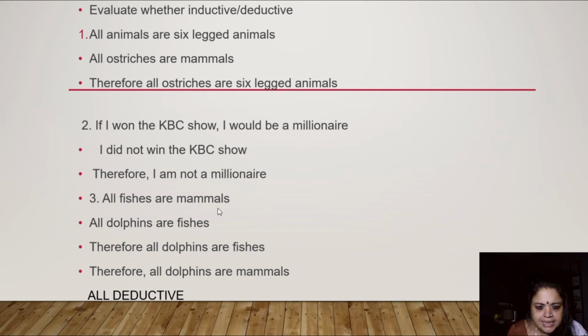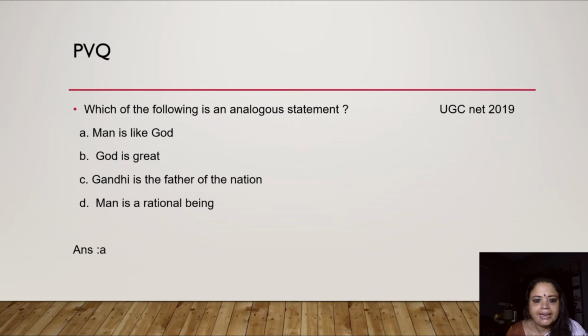All fishes are mammals. All dolphins are fishes. Therefore, all dolphins are mammals. So many specific conclusions coming up. Again, these are all deductive arguments. I hope it is clear regarding the inductive and deductive nature of the arguments.